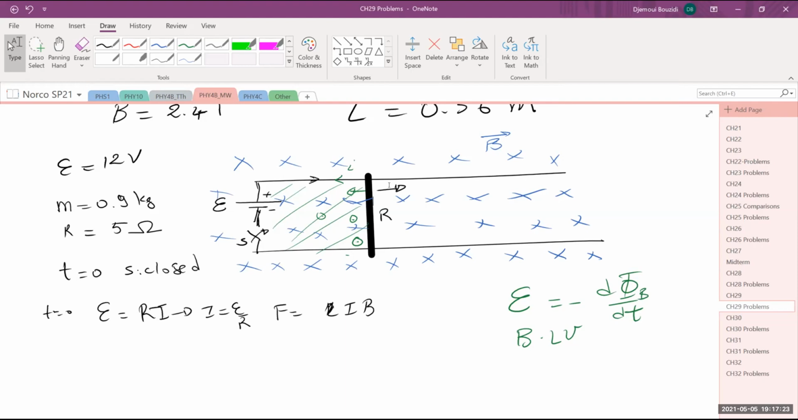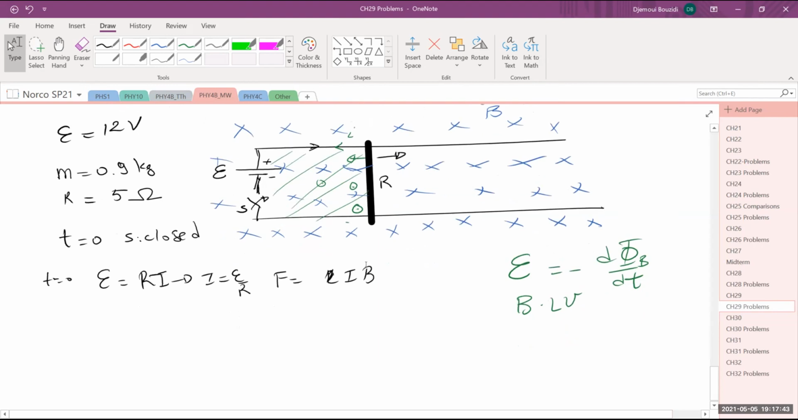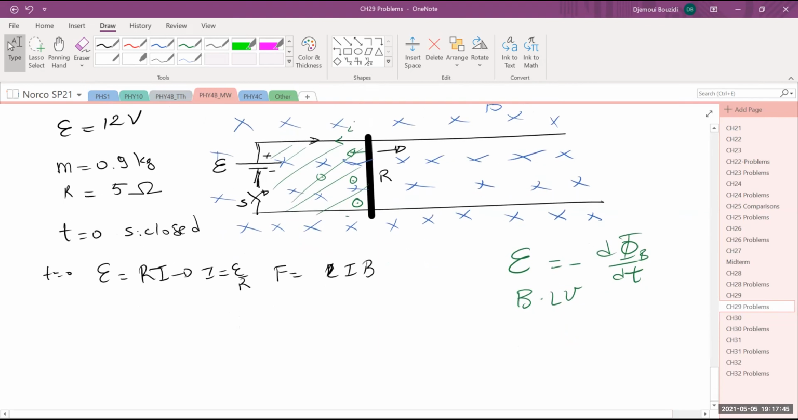But initially, the velocity is 0. So as the velocity increases, this value starts to increase until it cancels the other current, as this force cancels the other force. And at that point, we would have reached the terminal velocity. You would still need this current being pushed. Otherwise, it's going to come to a rest, stop, like the problem that we did last time. Okay.